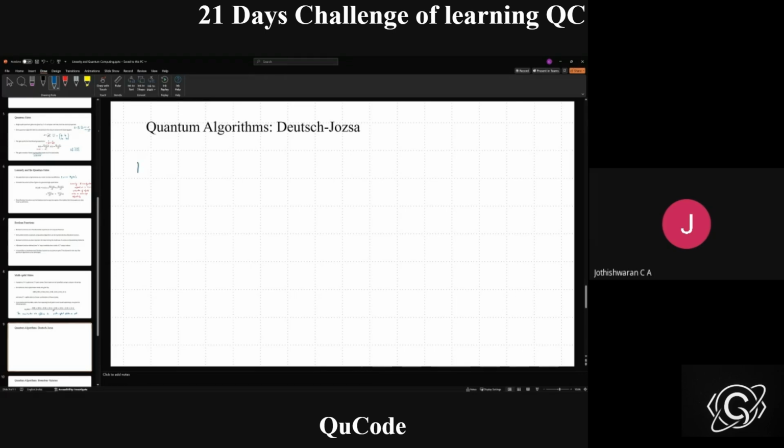Let me say I have a Boolean function f, which is defined from n variables to one variable. So I say this has n variables to one variable. Okay, so it takes an n variable input. This is the input side.